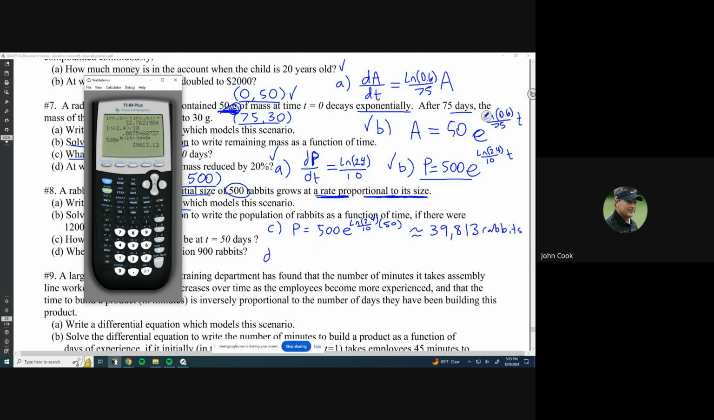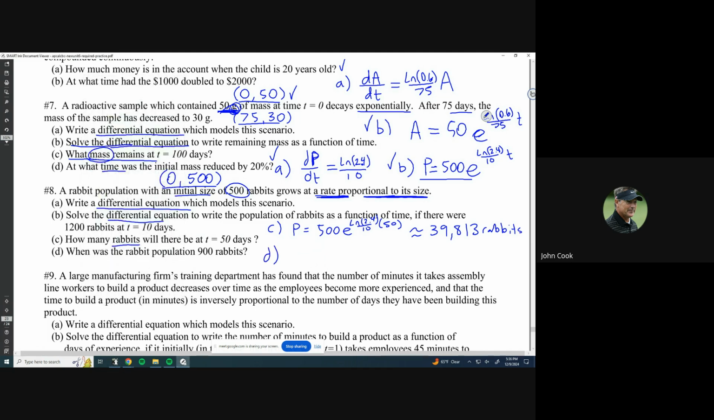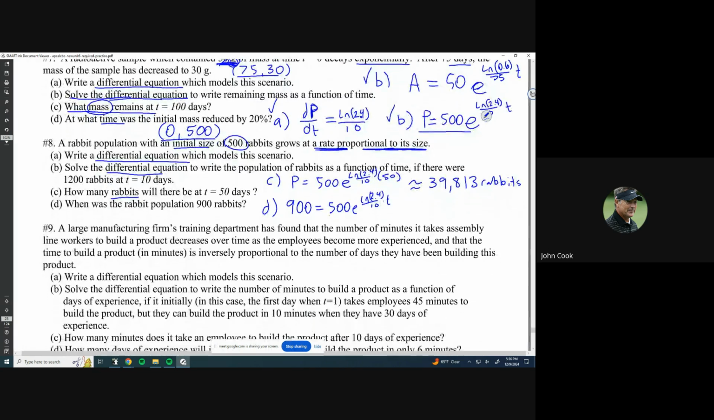Okay. Part D. When was the rabbit population 900? So that was when we set the population P equal to 900. So 900 is equal to 500 e to the natural log of 2.4 over 10 times t, I'm sorry, we're trying to solve for t. Okay, so what we do is we divide both sides by 500 first. 500 over 500 is 1. 900 over 500 is 1.8.